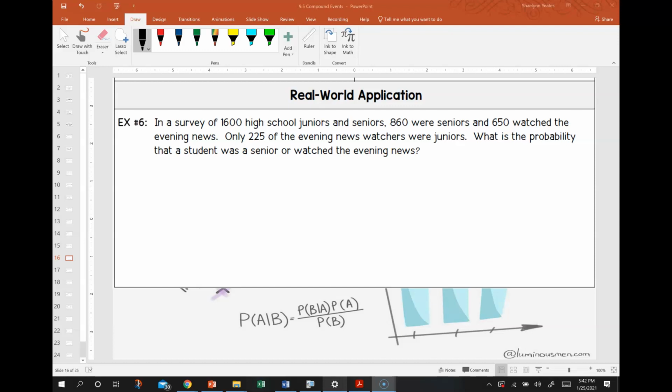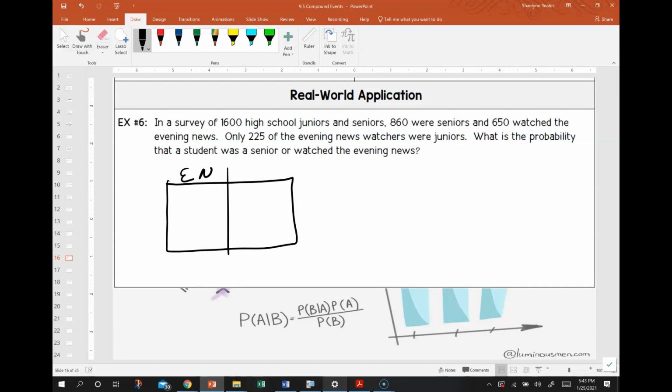All right. In a survey of 1,600 high school juniors and seniors, 860 were seniors and 650 watched the evening news. Only 225 of the evening news watchers were juniors. So I'm going to draw this as a two-way frequency table. So evening news, no evening news. And these will be seniors and juniors.